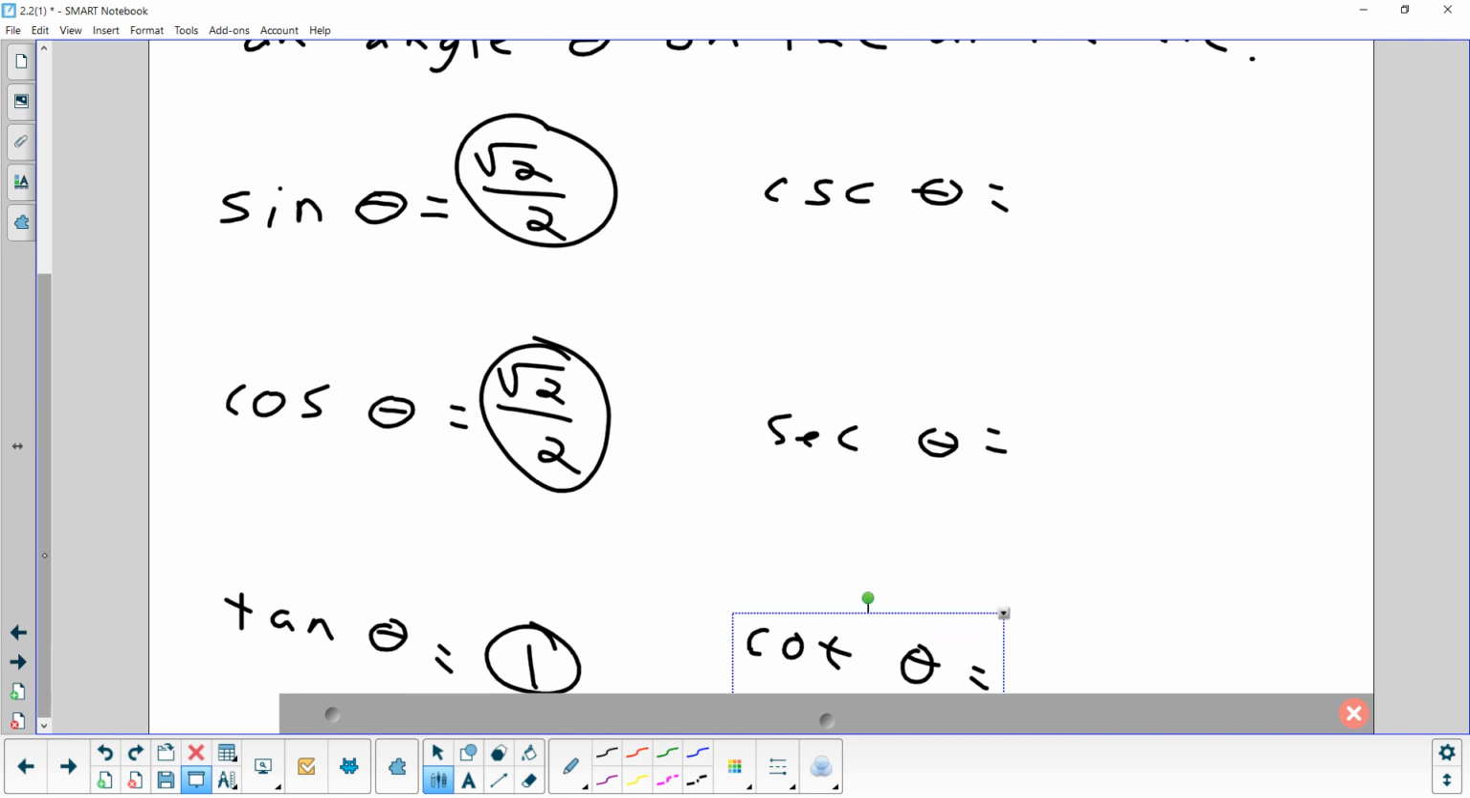What's my cotangent going to be? 1. Because remember, to get the cotangent, you take the number for tangent and flip it. Well, 1, when you flip it, stays the same. There's only 2 numbers you can flip, and they stay the same. This is one of them. 1. There's one other one. We'll see if it comes up at some point.